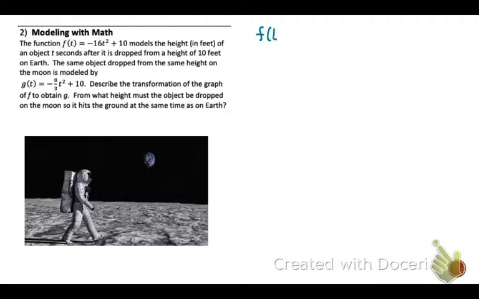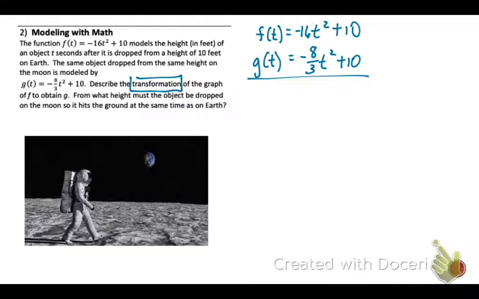So let's write both of those functions in front of us and take a look at them, see what's changed. So what I notice is the only value that has changed is the negative 8/3. So I'm thinking, what do I need to multiply negative 16 by to get negative 8/3? So we can work backwards to help us know what that transformation was. We can take negative 8/3 and divide by 16. Let's just work backwards to see what that multiply is. When you divide, you will get 1/6.